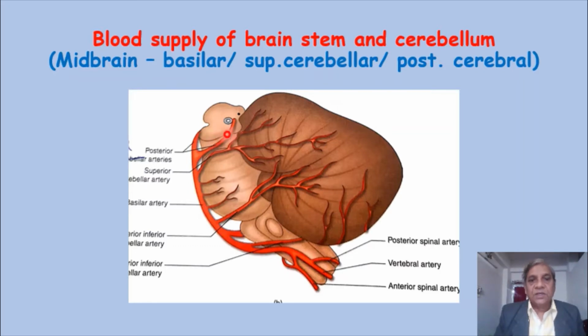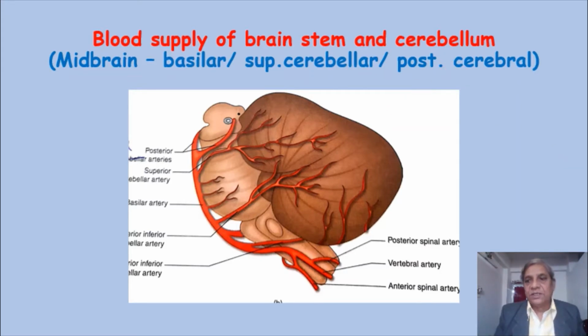The third: most of the branches take origin as short branches from the anterolateral aspect of the posterior cerebral artery. It is cerebral, not cerebellar. This will also give many branches to the midbrain. Thus we see that branches from three arteries are responsible for supplying the midbrain: the basilar, the superior cerebellar, and the posterior cerebral.